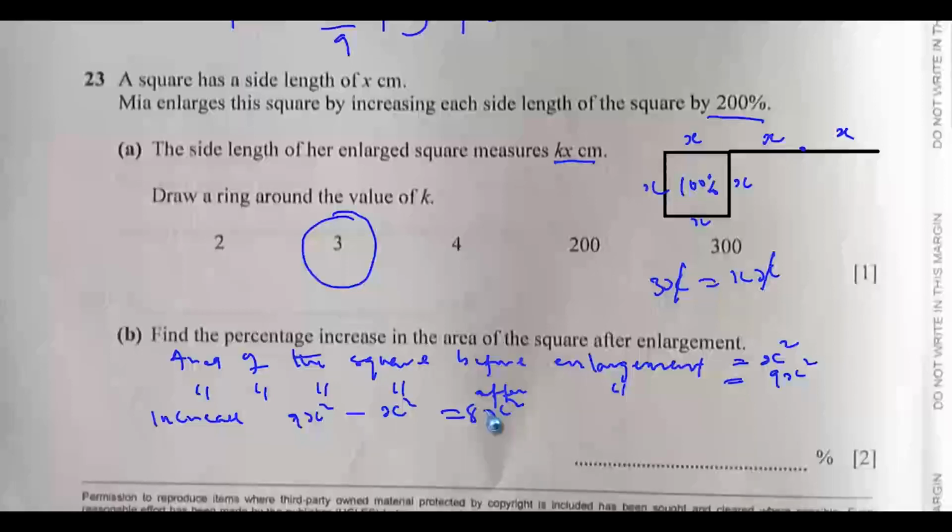Then the percentage increase will be the increase itself, which is 8x squared, divided by the initial area of the square, that is the area before enlargement, x squared, then multiplied by 100%. Here x squared will cancel x squared, so we have 8 times 100% left, that will be 800%. So this will be the end of the solution to paper 1.